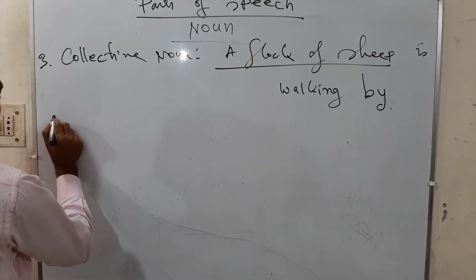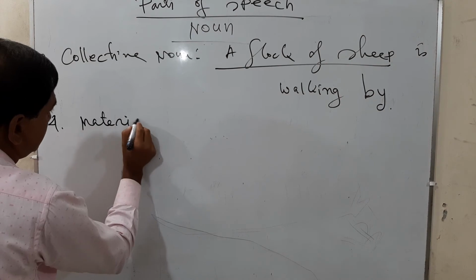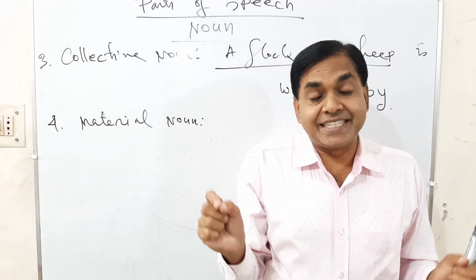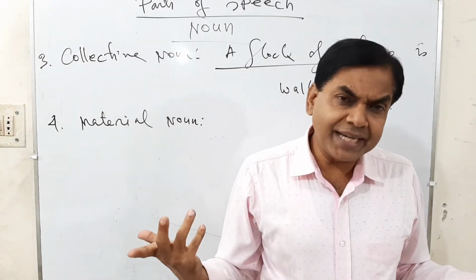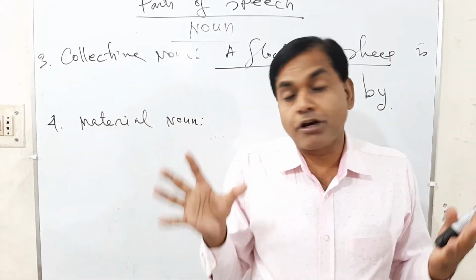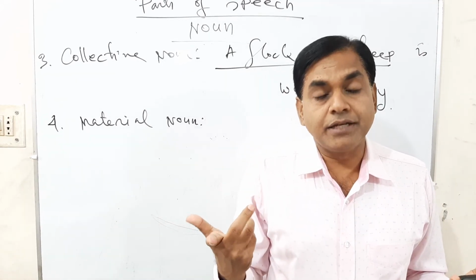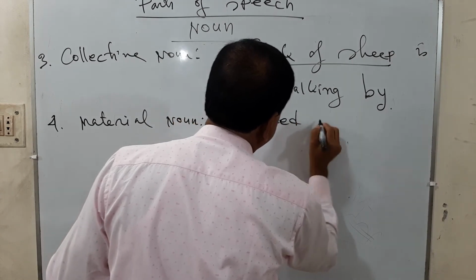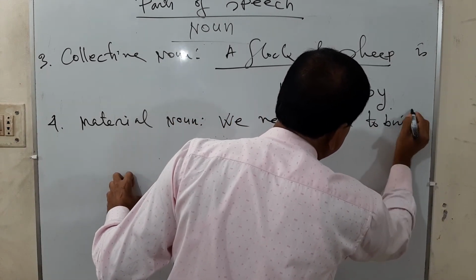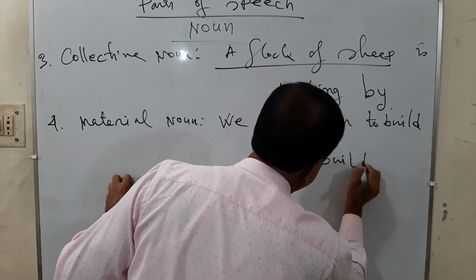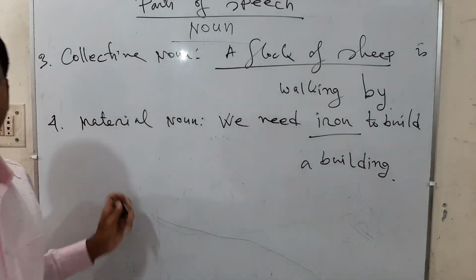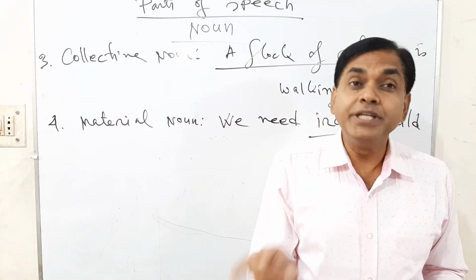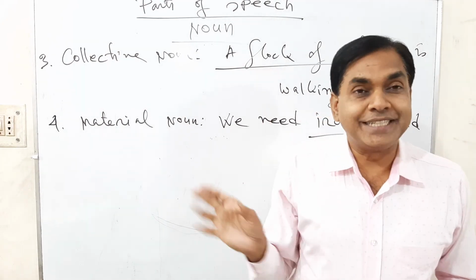And the last one is material noun. It is very easy and simple for you to understand: material means substance or things. Normally it will be a solid substance, am I right? When we talk about the material or substance or thing, we call it material noun. Suppose we need iron to build a building. Look at it, iron. Can you count it at the time of using iron in a building? No, we don't count it. We weigh it to get the measurement of it. Am I right? So it is called material noun.